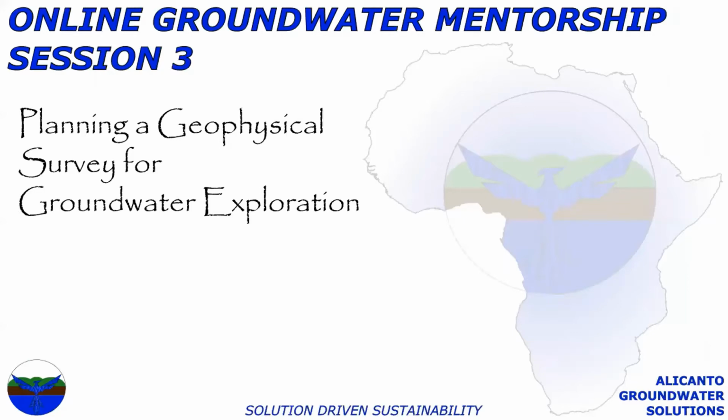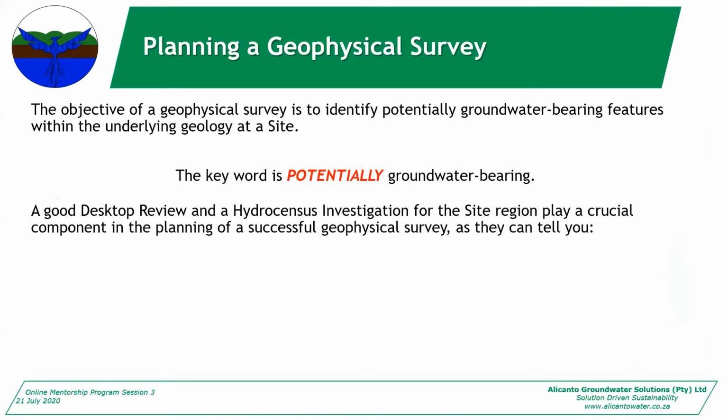The first section of the presentation we're going to go through today is planning a geophysical survey for groundwater exploration. The objective of a geophysical survey is to identify potentially water-bearing features within the underlying geology at a site. And again, I mentioned it last week, but the key word here is potentially groundwater bearing. There is no method out there that exists at the moment that can show you there is water there or how much water there is. They're working on it, but it doesn't exist as far as I'm aware.